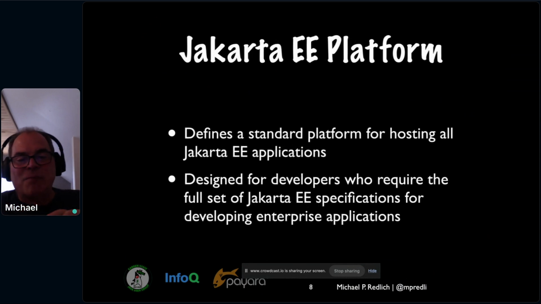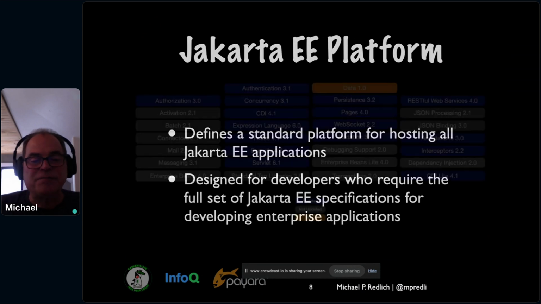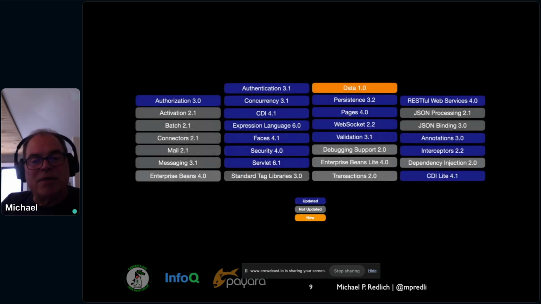And the platform itself is a standard platform for hosting all the Jakarta EE applications. Now, there are 42 specifications, last I counted, and only 30 of them make up the platform, and you'll see them in a minute. So, of course, this is designed for anybody who wants to use that full set of specifications for their applications. And here are the 30 that I mentioned.